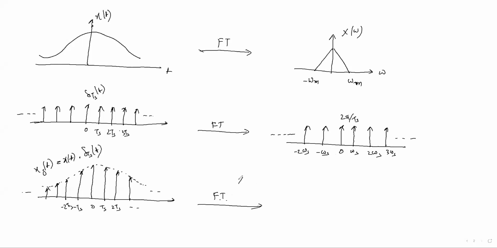The frequency domain will be just the convolution of X of omega convolved with this. Suppose this is delta Ts of omega, then it will be the convolution of X of omega with delta Ts of omega. When you convolve this signal with this signal, this pattern is shifted to each of the spikes. What I am saying is, the representation of the signal will be like this. Suppose this is at 0.